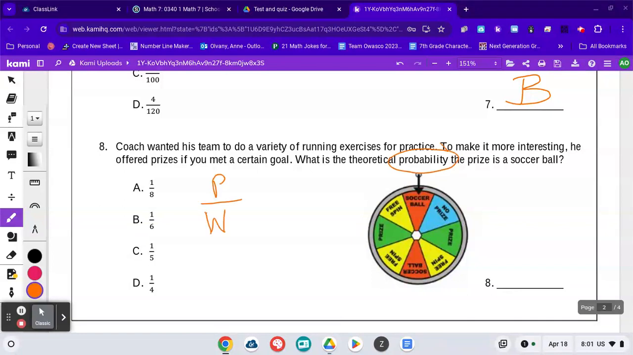One of the things I saw in kids that had done this already is they didn't look closely at the spinner. They thought, oh, there's one soccer ball, but it turns out there's 2. So there's 2 sections that are soccer balls out of 1, 2, 3, 4, 5, 6, 7, 8 sections, which simplifies to 1/4, which is D.